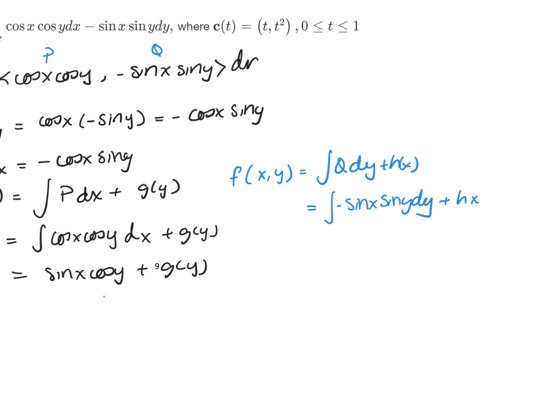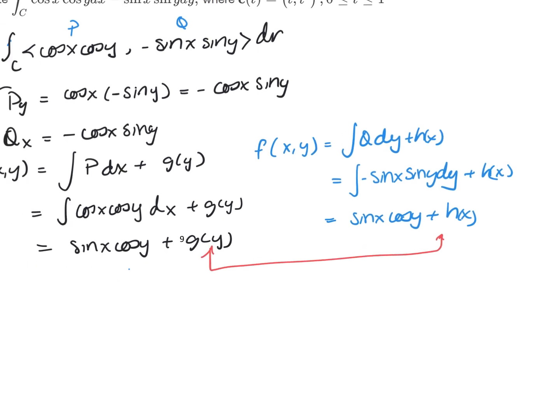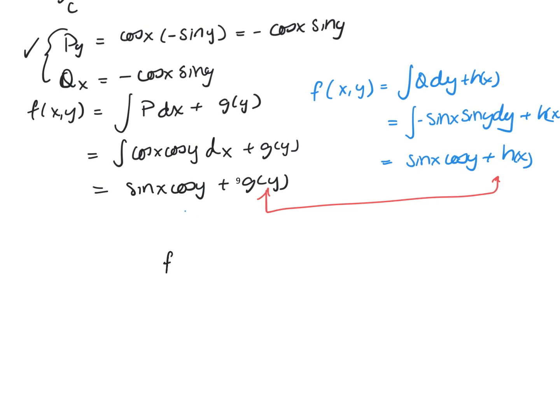Integrate this. This is the integration of negative sine of x, the sine of y dy, plus h of x. When I integrate negative sine of y, it's going to be cosine, so it'll be the sine of x, the cosine of y, plus h of x. So this is kind of like the ones that we had before; that only happens when those two are 0. That means my f of xy must be the sine of x cosine of y plus some constant.